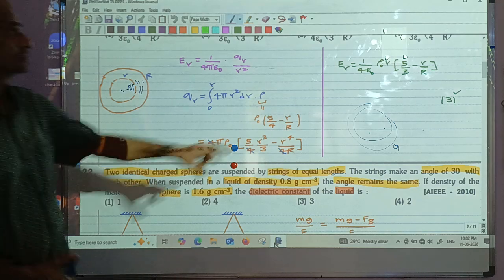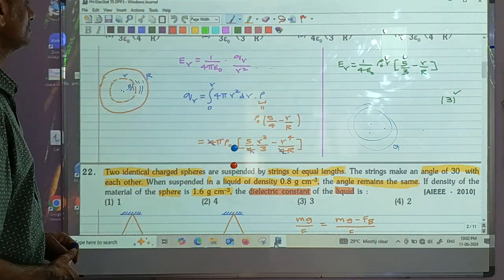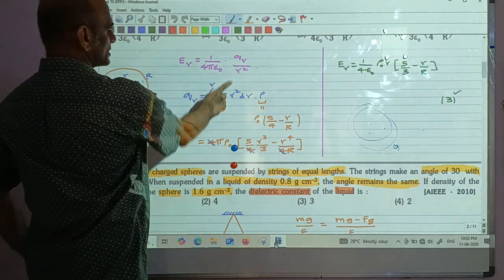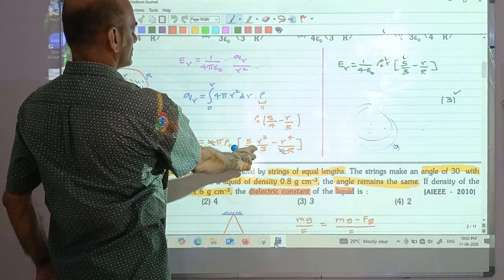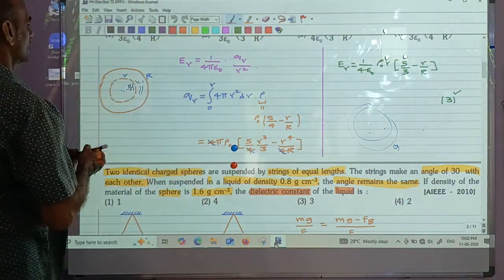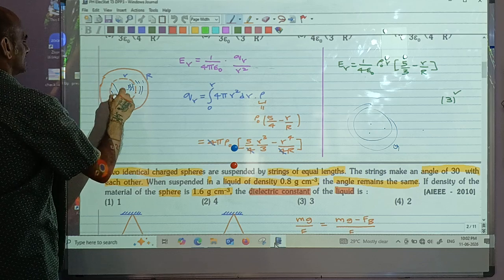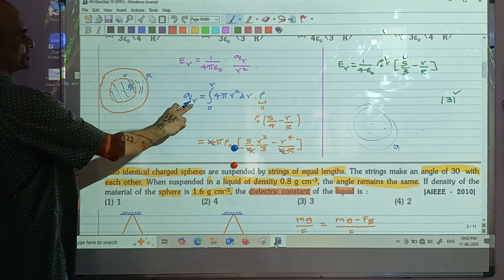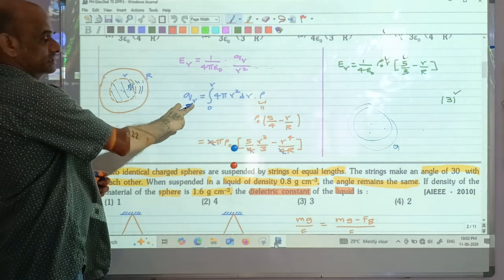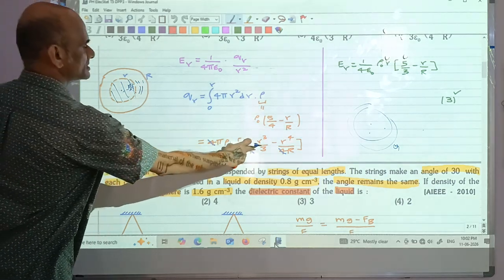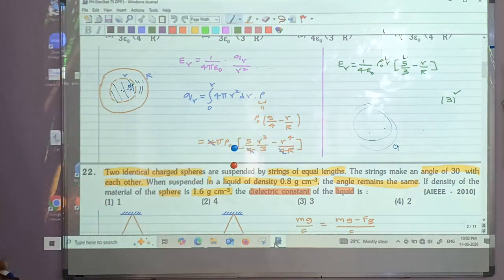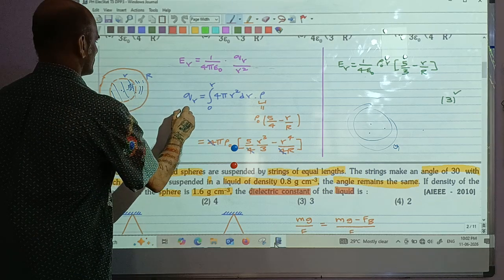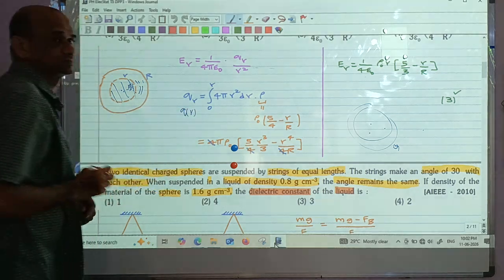So the field is 1 by 4 pi epsilon naught, Q_r by r square. Q_r is the amount of charge which is inside. It is a function of r, so I put this suffix r. It depends on r. It is basically Q of r, a function of r.